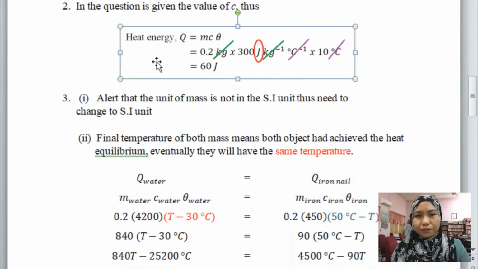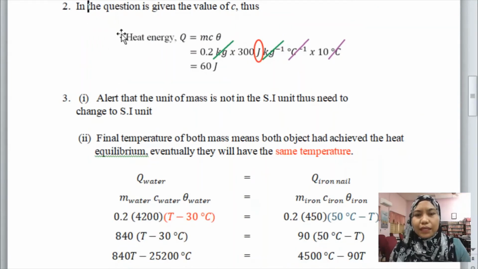The heat energy is Q equals m c theta. So we substitute the values of mass, specific heat capacity, and change in temperature. We can cancel the unit degree Celsius with per degree Celsius, and kilogram with per kilogram. What is left is the unit joule, which is the unit for heat energy: 0.2 times 300.